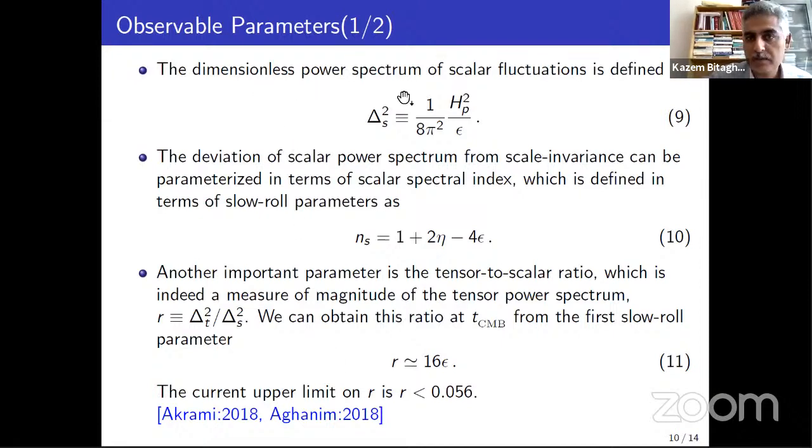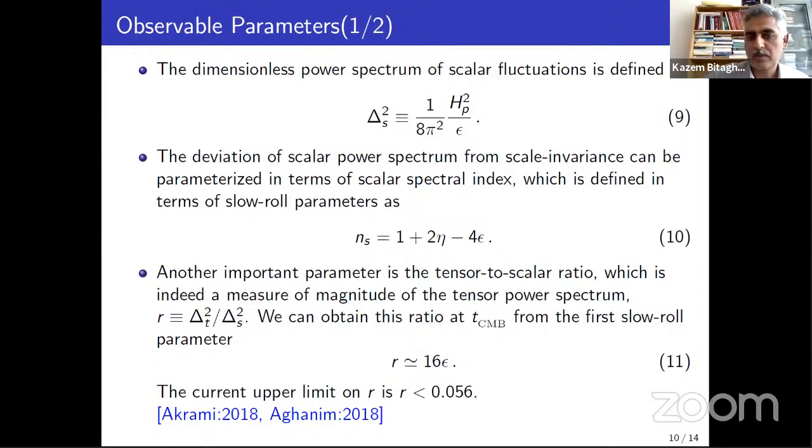The dimensionless power spectrum of the scalar fluctuations is defined as this. Epsilon appears here in the denominator. Another parameter is the deviation of the scalar power spectrum from scale invariance, which can be parameterized in terms of the scalar spectral index, defined in terms of slow roll parameters by this equation, related to eta and epsilon. Another important parameter is the tensor to scalar ratio, which is a measure of the magnitude of the tensor power spectrum, equal to delta_t squared over delta_s squared.